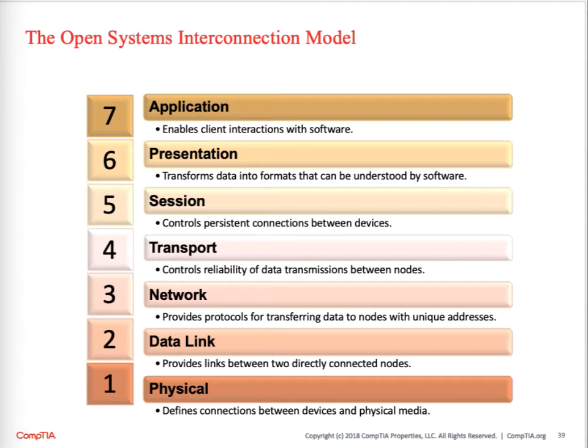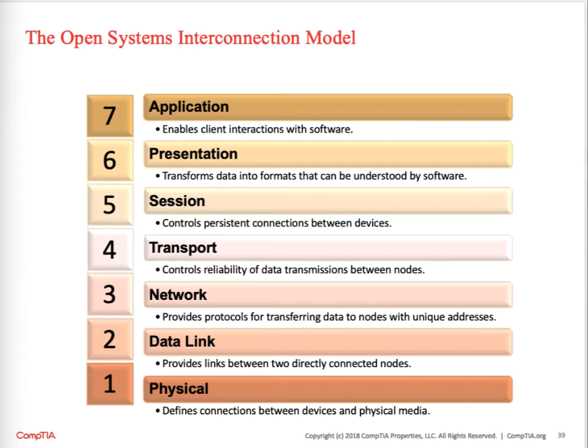After that, we have the data link layer. So this provides a link between two directly connected nodes, as well as detecting and fixing errors that happen in the physical layer. So this is going to give us our point-to-point protocols that provide us with encryption and authentication between nodes. This will be our Ethernet, which is the basic standard for local area network connections.